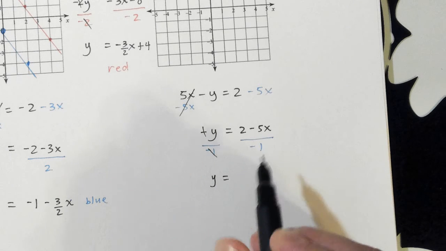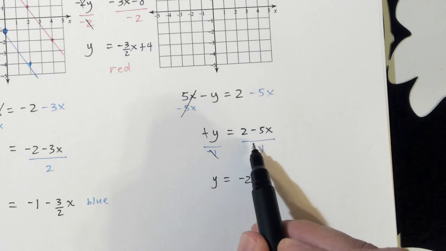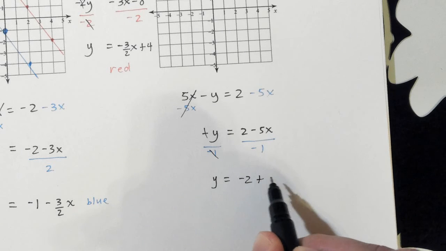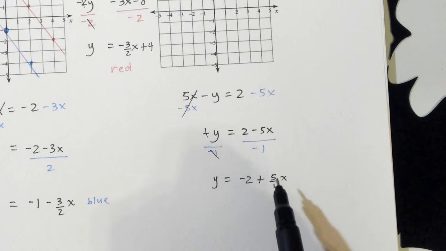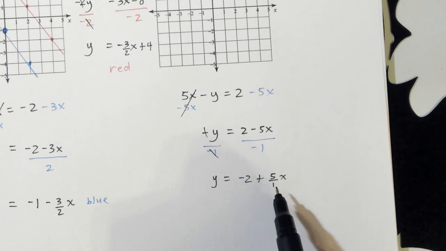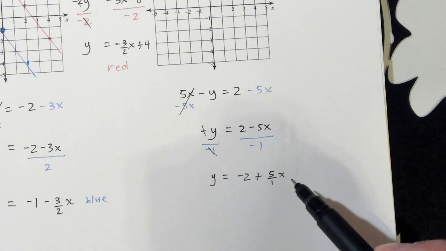Y equals 2 divided by negative 1 is negative 2. Negative 5x divided by negative 1 is positive 5 over 1x. I know that 5 divided by 1 is 5, but because we're graphing, you want to leave your slope as a fraction.